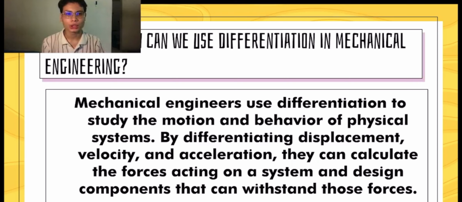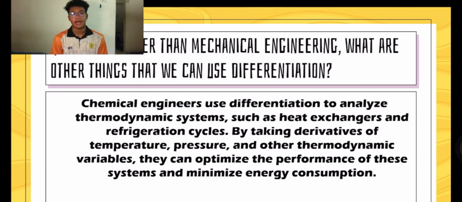Now let's move to question number 2. How can we use differentiation in mechanical engineering? Mechanical engineers use differentiation to study the motion and behavior of physical systems. By differentiating displacement, velocity, and acceleration, they can calculate the force acting on a system and design components that will withstand those forces. Now, the final question: other than mechanical engineering, what are other things that we can use differentiation for?